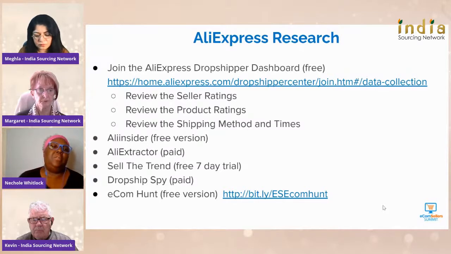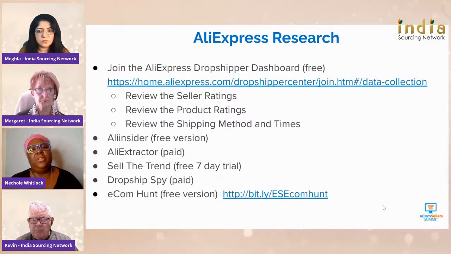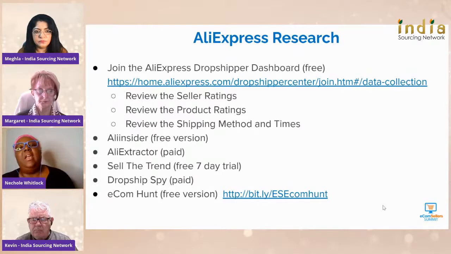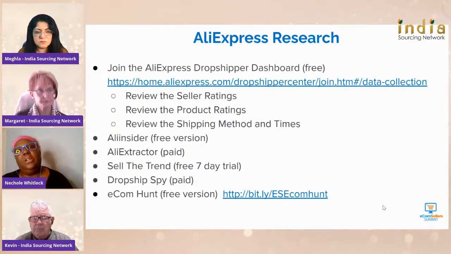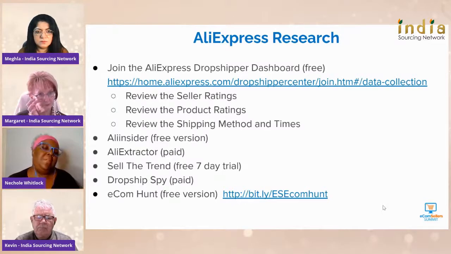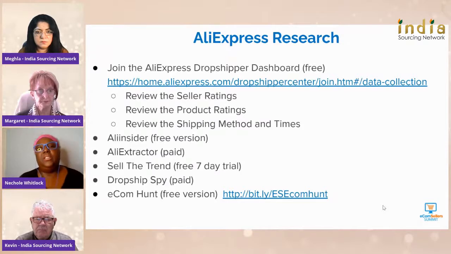Then the other thing is that you can use some other tools to do product research. So there's Ali Extractor, which is a tool that is paid. There's some free ones that are out there that you can look at, and you can use these tools to do research on AliExpress to find products to sell. Or you can just go to AliExpress's dropshipper dashboard, which is absolutely free, and you can do product research directly there. So there's free stuff and there's paid stuff out there to help you do product research on AliExpress. Ecom Hunt is becoming more and more popular. That's another tool. They have a free version and a paid version of that. So again, looking at what tools can I use to do product research on AliExpress.